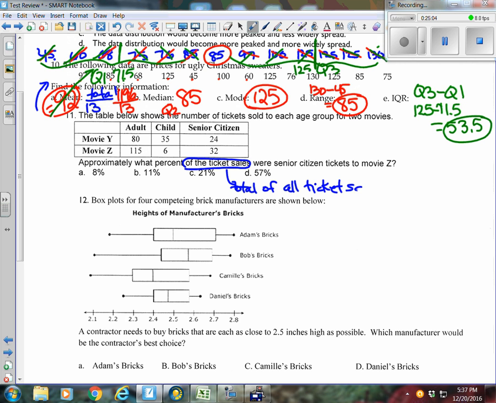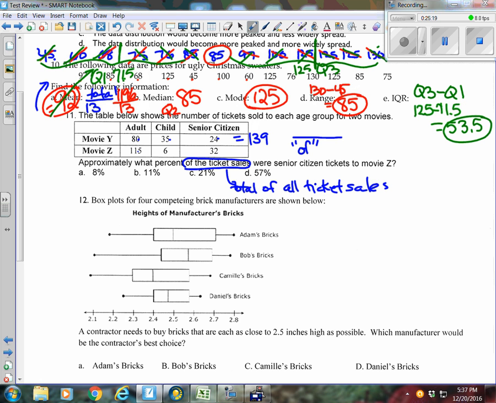Now, that's going to end up being the bottom number. So when you do your division, the "of" part is what goes on the bottom. So I need all the ticket sales. So I'm going to add up 80 plus 35 plus 24. And that total adds up to 139.